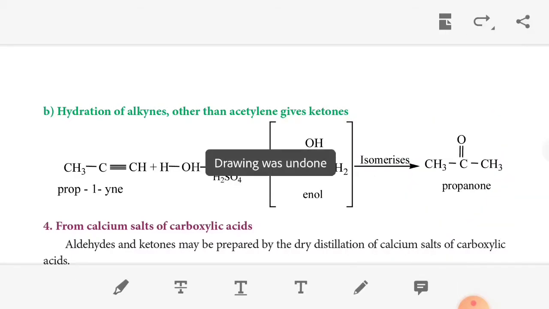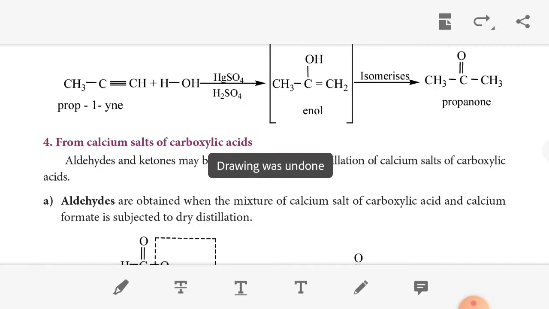The next one, the fourth method: from the calcium salt of carboxylic acid, aldehyde and ketone may be prepared by dry distillation of the calcium salt of carboxylic acid.